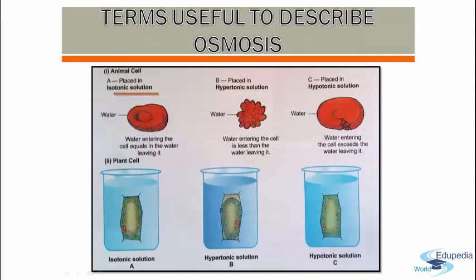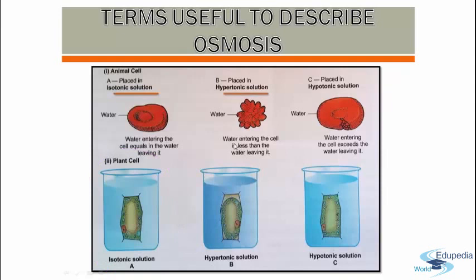Now there are some terms which are useful to describe osmosis. First we have isotonic solution. Isotonic solution is a solution with equal solute concentration outside and inside the cell. As you can see in this diagram, when an animal cell is placed in isotonic solution, the water entering the cell equals the water leaving it. This is the isotonic solution.